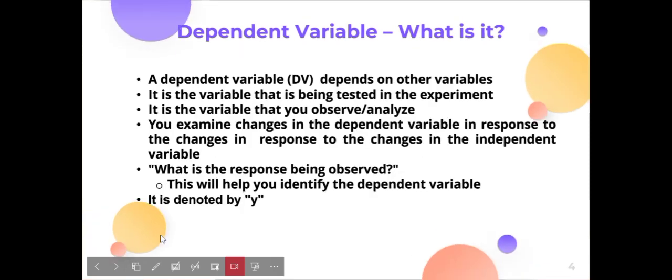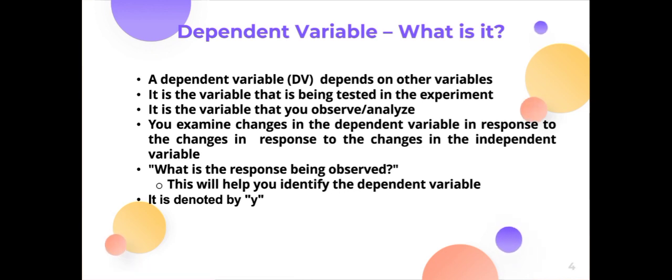So now I have the dependent variable. What is it? A dependent variable, also known as DV, depends on other variables. It's the variable that's being tested in the experiment. It's the variable that you observe or analyze. You examine changes in the DV in response to changes in the IV. So you ask yourself the question, what is the response being observed? And this will help you identify the DV. It is usually denoted by Y.